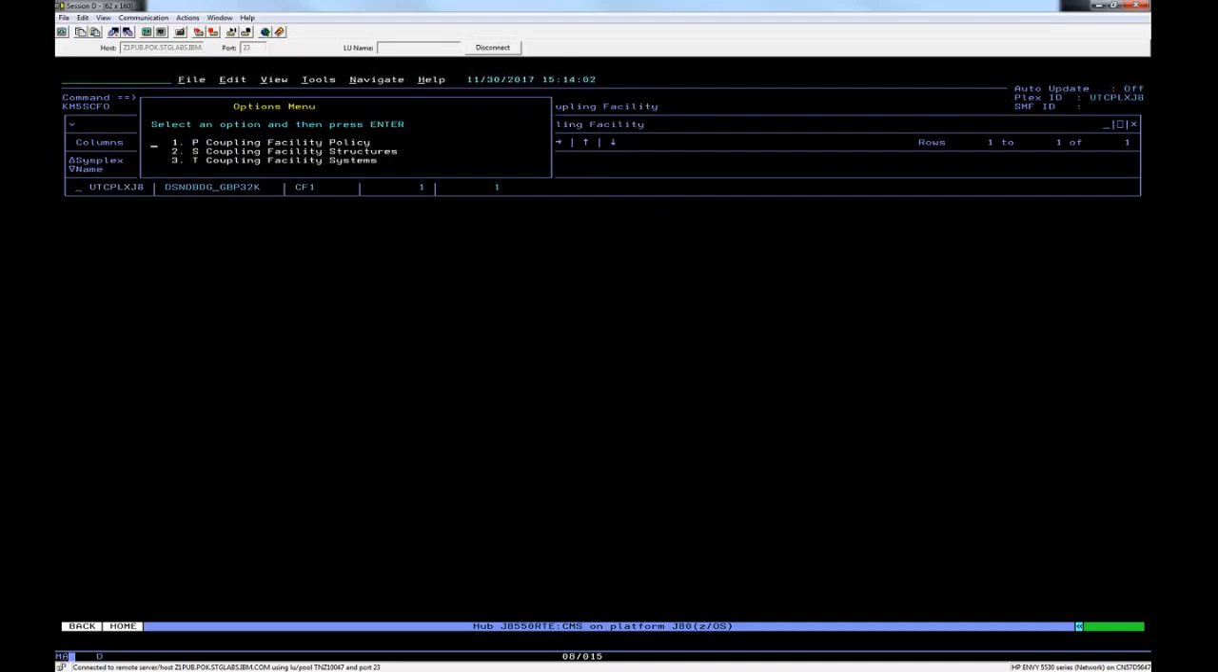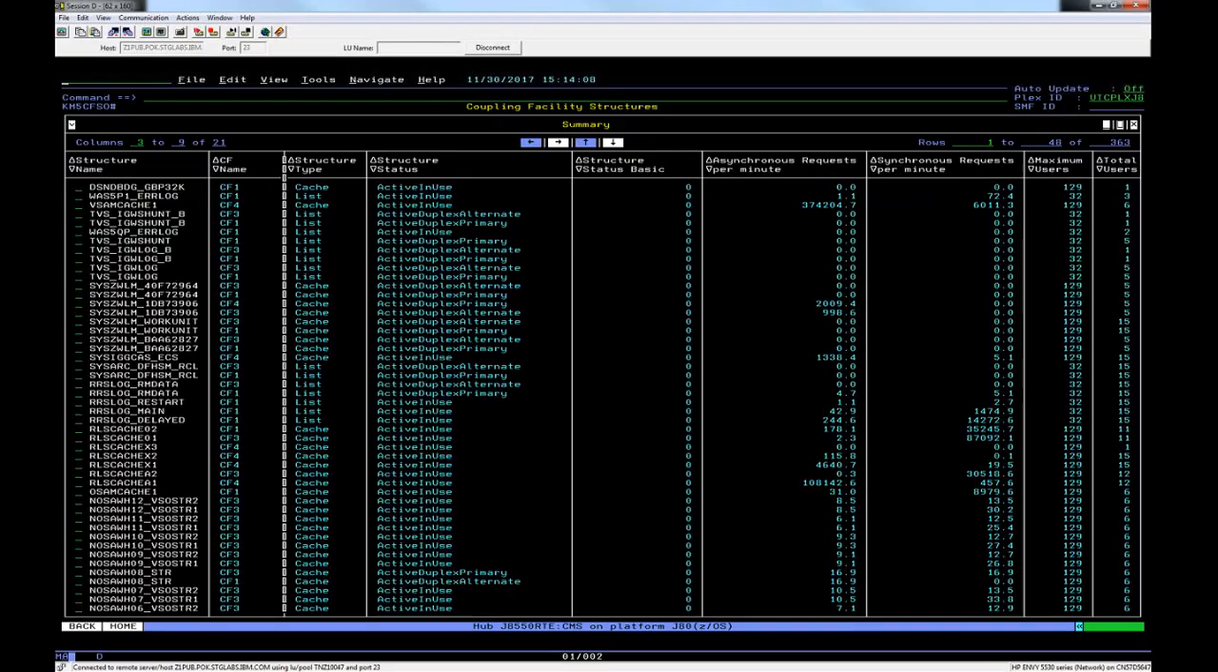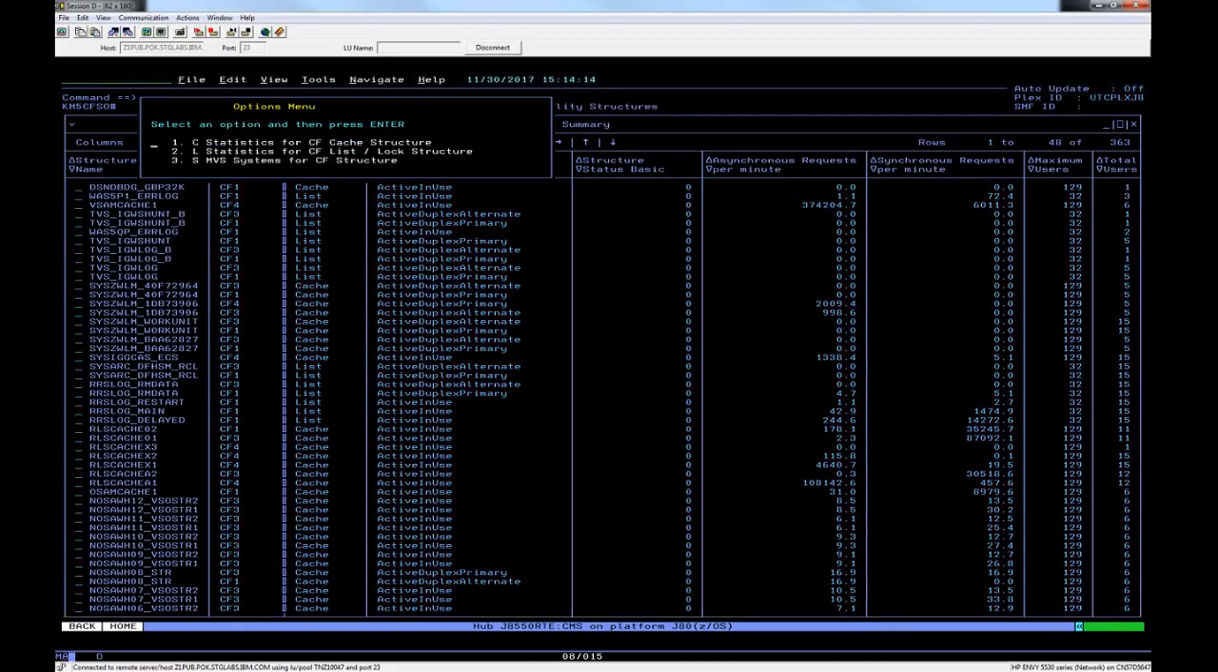We have sub-options here. We can look at the coupling facility policy. I'll show you that we show extensive information about structures in the coupling facility. We have further sub-options. We can look at statistics of cache, list, and actually lock structures.